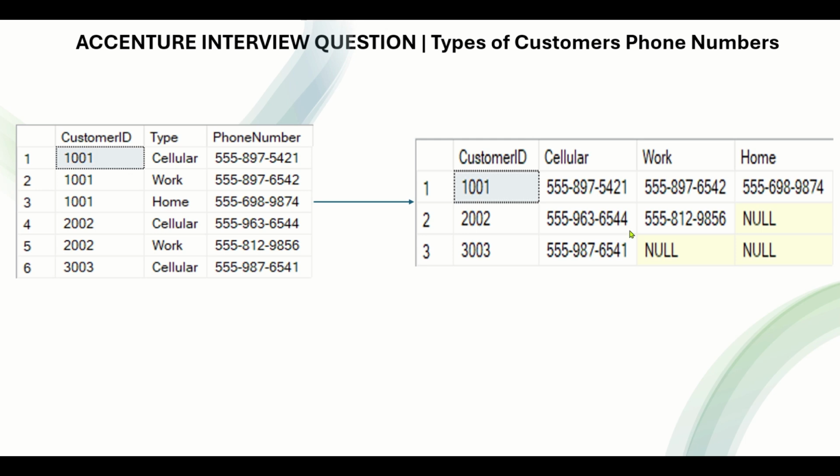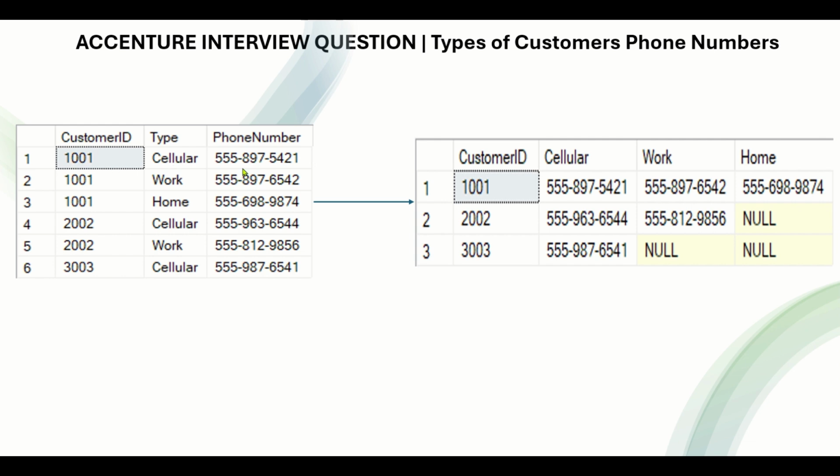Today we are going to see another interesting SQL question. The question is, you have a table called phone directory with 3 columns: customer ID, type and phone number. For every customer ID you will have a maximum of 3 types of mobiles: cellular, work and home. If you see, all are in rows.